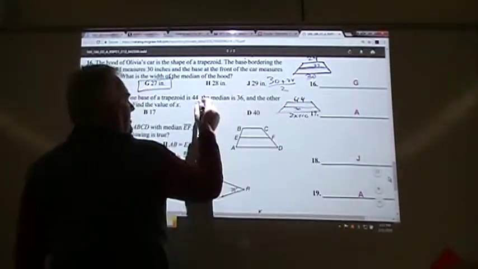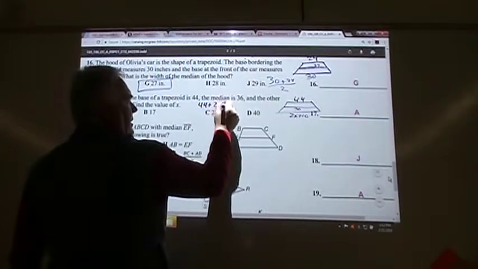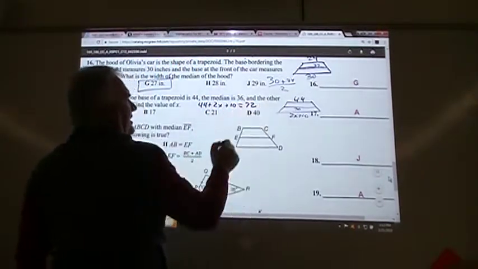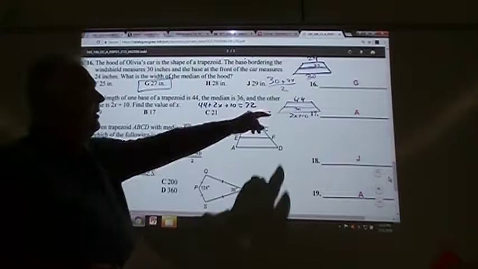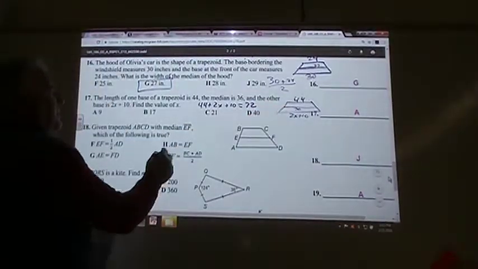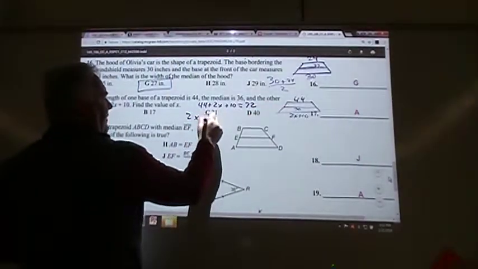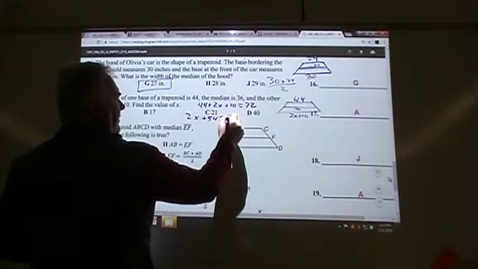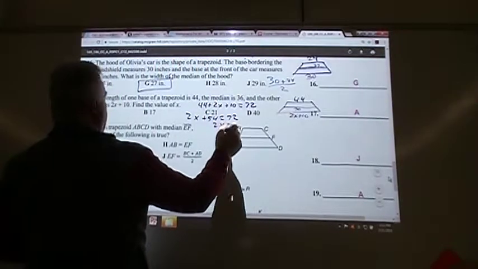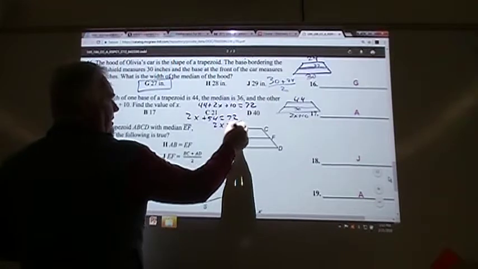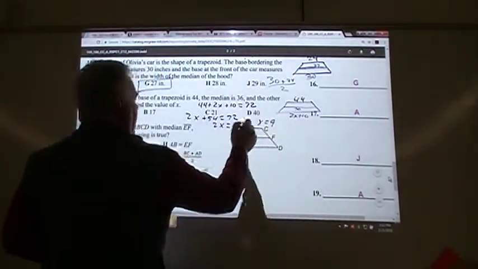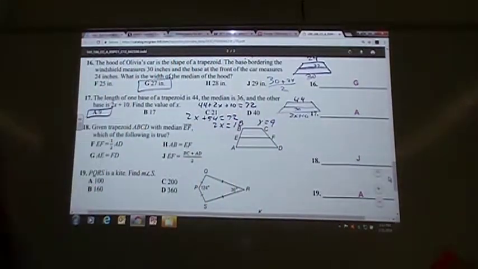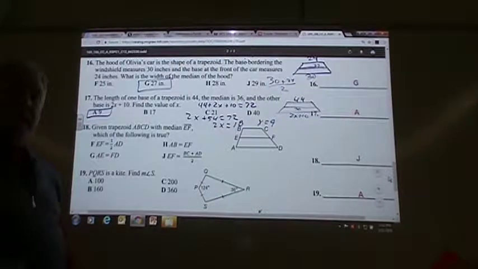Okay, so 44 plus 2x plus 10 is equal to 72, because we have to double 36. So 2x plus 54 equals 72. 2x equals 18. X equals 9. So our answer for number 17 is A, 9.